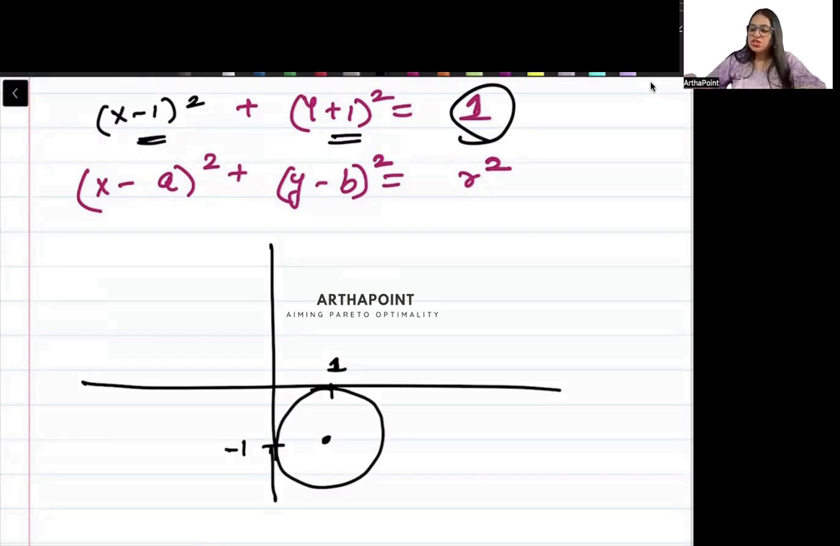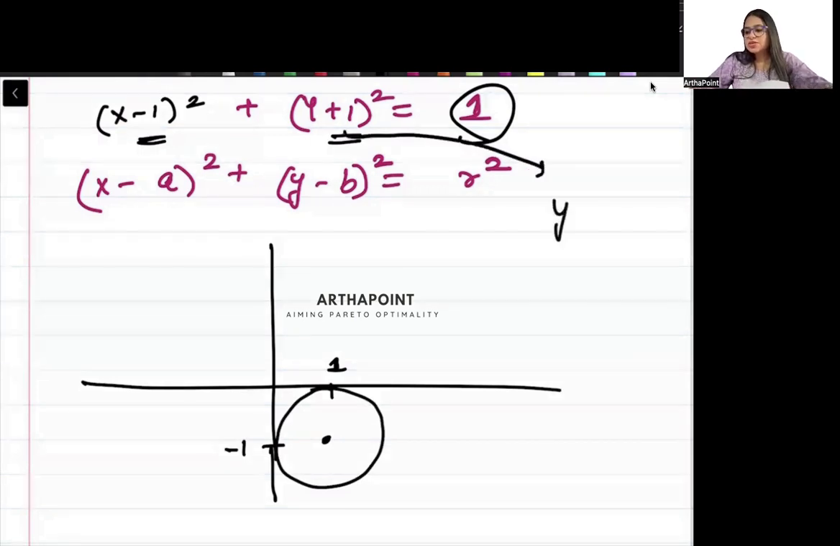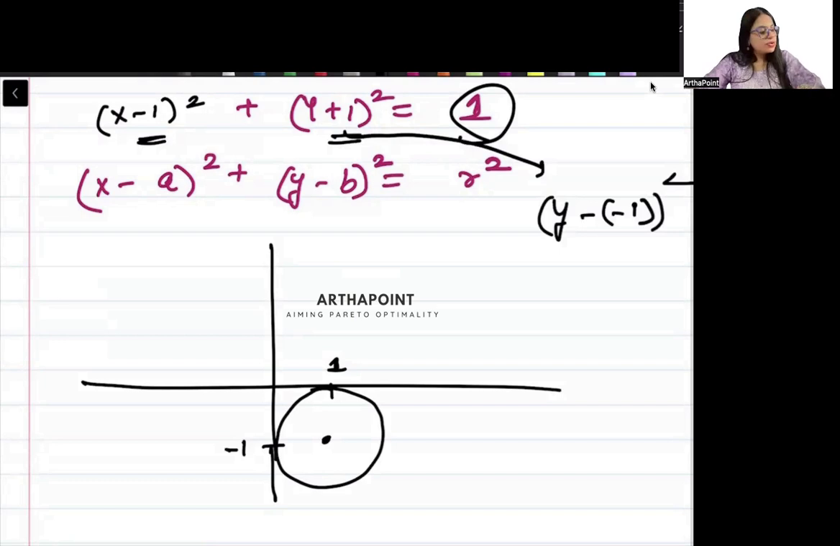ये समझ में आई बात? अच्छा, y is y minus 1 बेटा, क्योंकि इसको इस फॉर्मेट में लिखना है ना, so you can just write it like this: y minus 1 whole square. So then this is how it will look. Okay, now let's go to the second part.